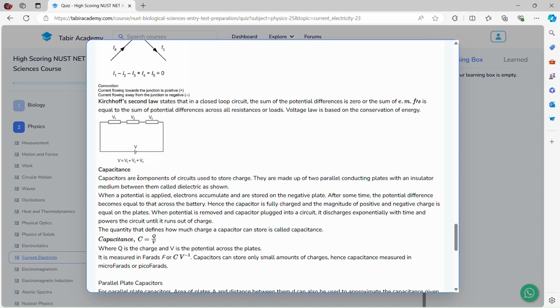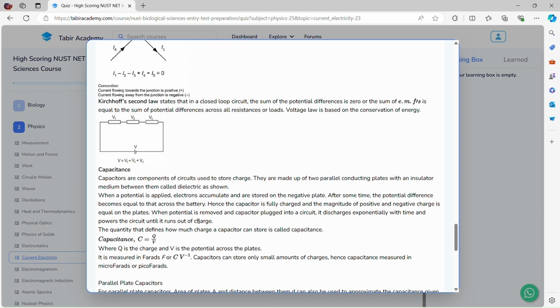Capacitance. Capacitors are components of circuits used to store charge. They are made up of two parallel conducting plates with an insulating medium between them called the dielectric. When a potential is applied, electrons accumulate and are stored on the negative plate. After some time, the potential difference becomes equal to that across the battery. Hence, the capacitor is fully charged and the magnitude of positive and negative charge is equal on the plates. When the potential is removed and the capacitor is plugged into a circuit, it discharges exponentially with time and powers the circuit until it runs out of charge.